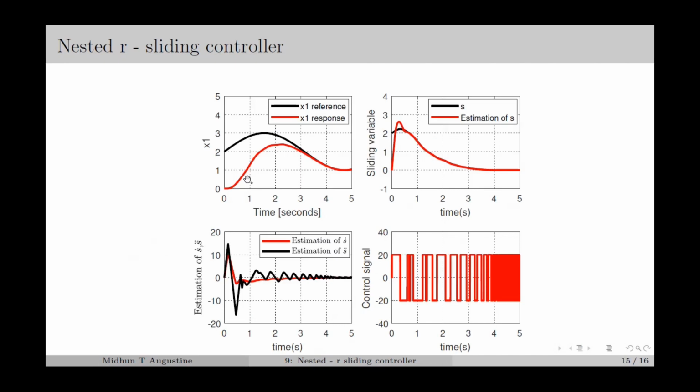And this plot shows the response of the third order system with the nested 3 sliding controller. Here we can see that the actual output is converging to the reference output, and the sliding variable and its derivatives are converging to 0. And finally, here we can see the control signal. The Matlab codes for this simulation can be downloaded from the link given in the description.